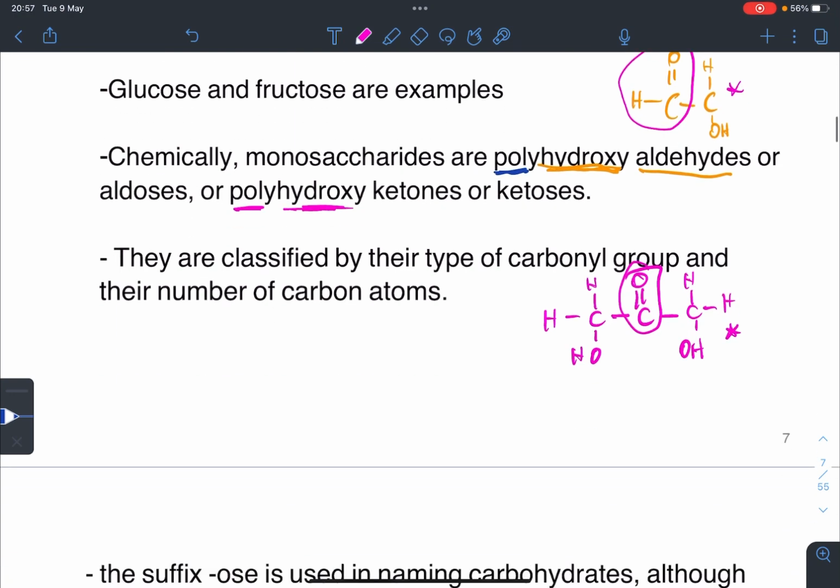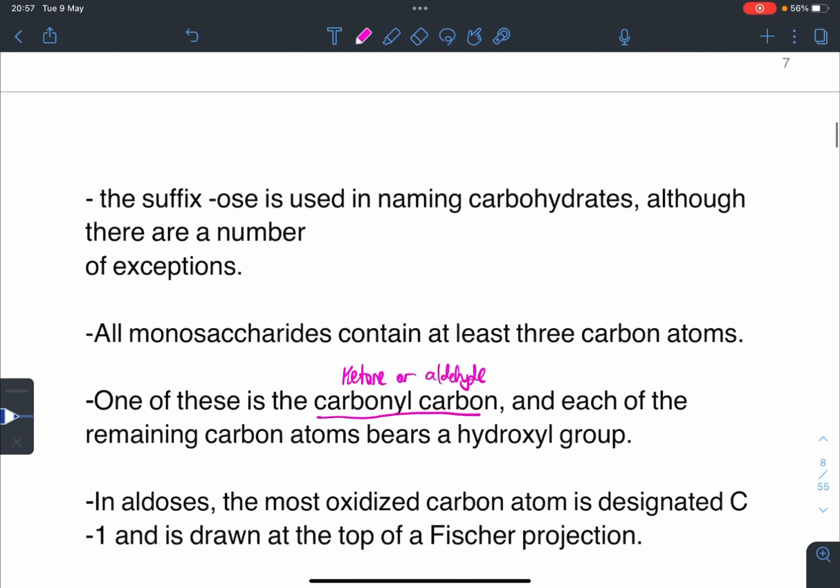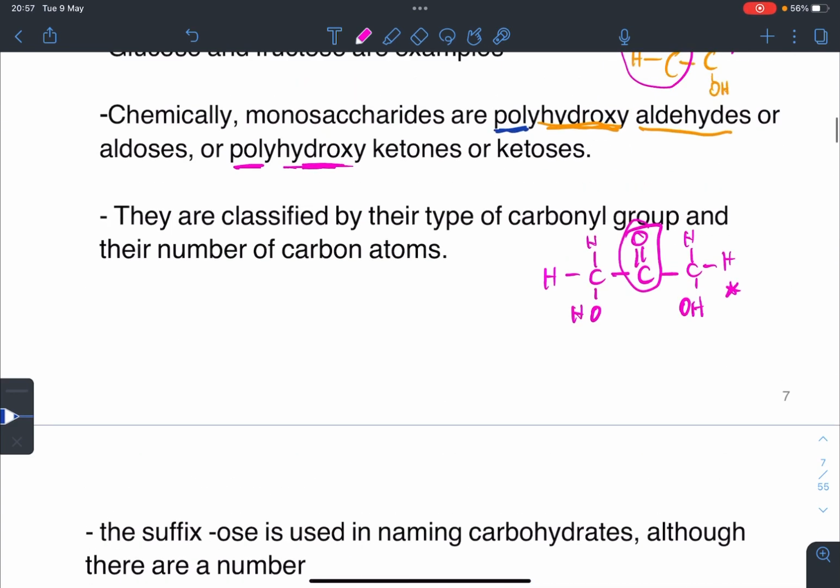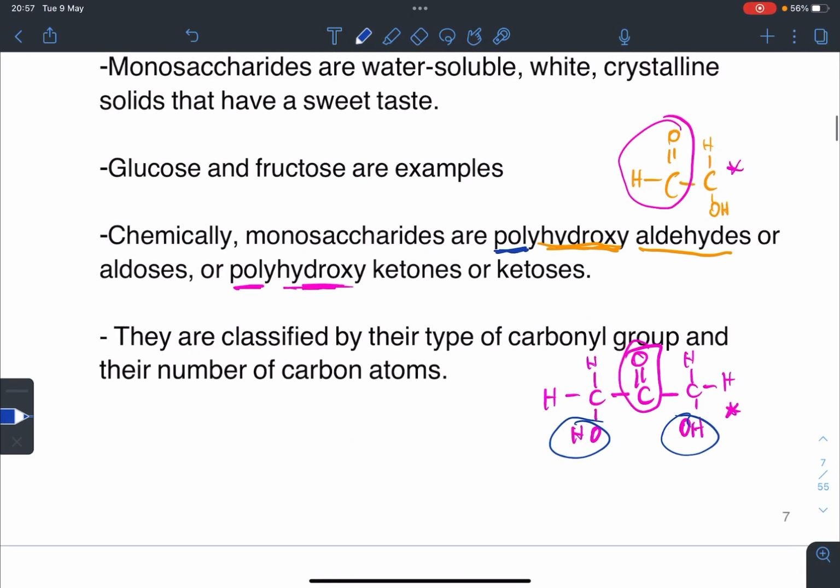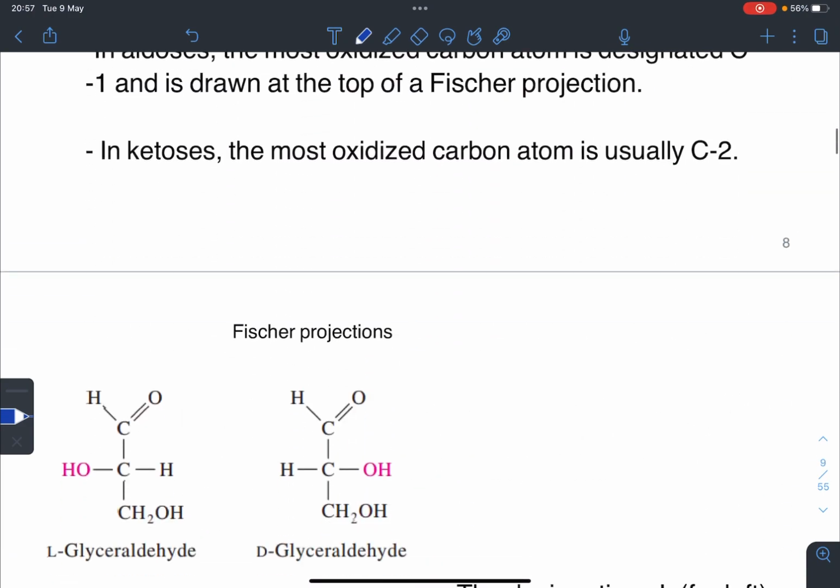So all they're saying is that when there's a ketone or aldehyde, the carbonyl group is the only thing that doesn't have a hydroxyl. Everything else will have a hydroxyl group attached. Hydroxyl group here, hydroxyl group here, hydroxyl group here. That's all they're trying to say.